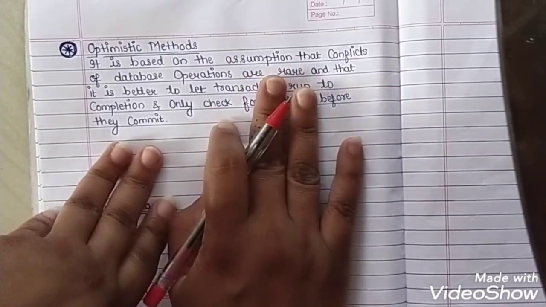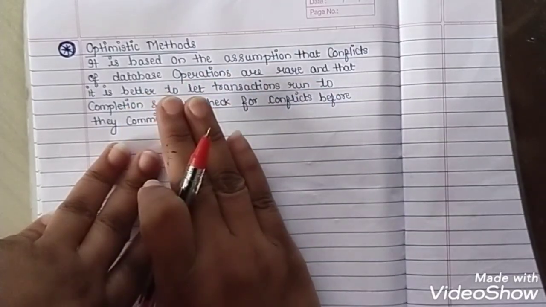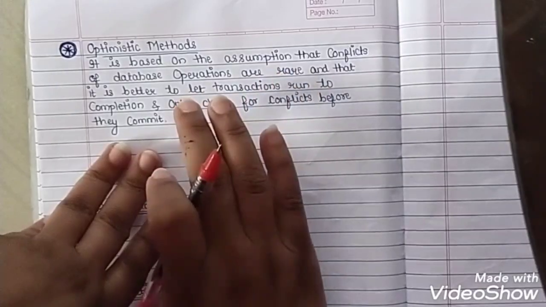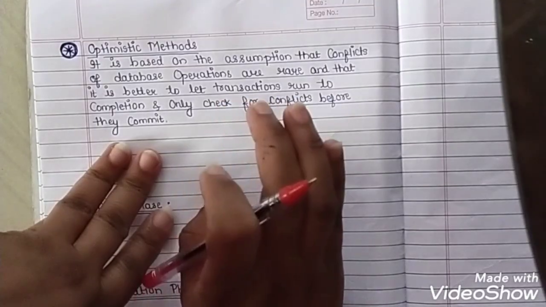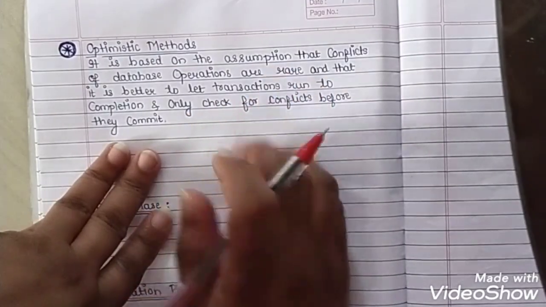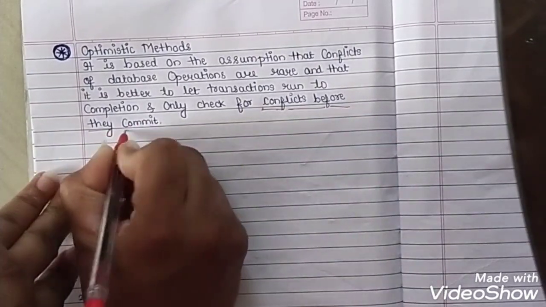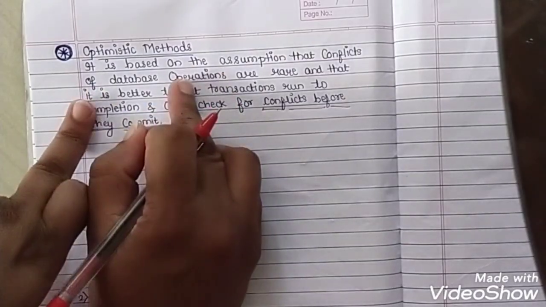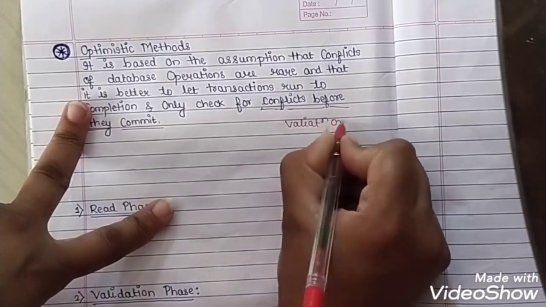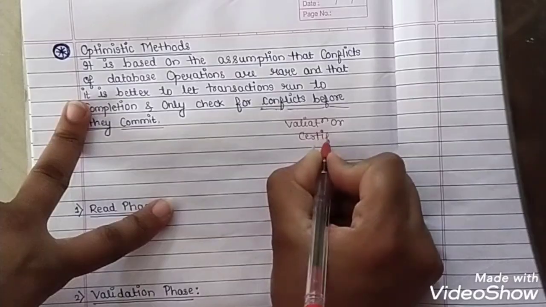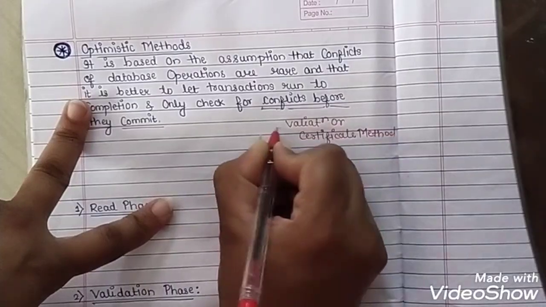So let's see what we mean by optimistic methods. It is based on the assumption that conflicts of database operations are rare, and that it is better to let transactions run to completion and only check for conflicts before they commit. This method is also called the validation or certificate method.